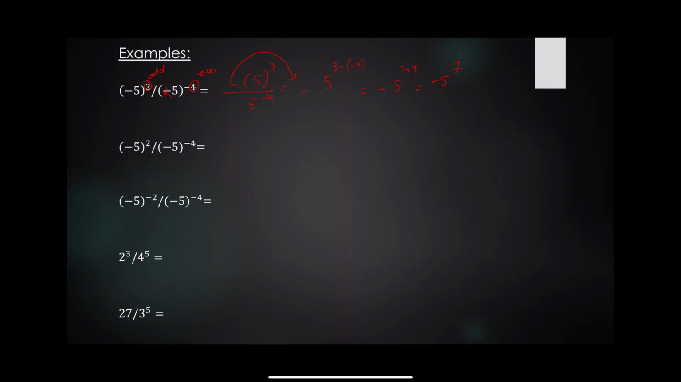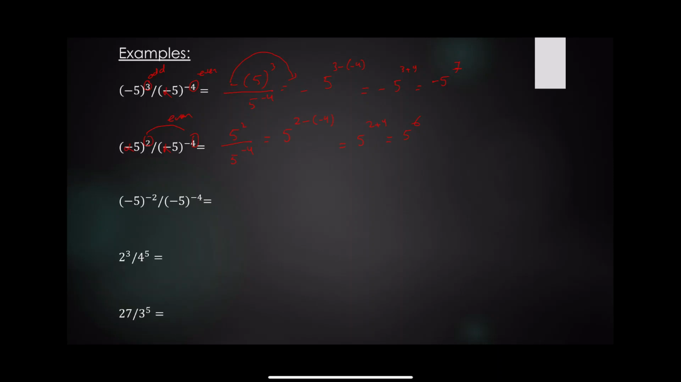Negative 5 to the power 2 and negative 5 to the power negative 4, both of them are even. So cancel this with this, as if we have 5 to the power 2 over 5 to the power minus 4, which is 5 to the power 2 minus negative 4, which is 5 to the power 2 plus 4, which is 5 to the power 6.